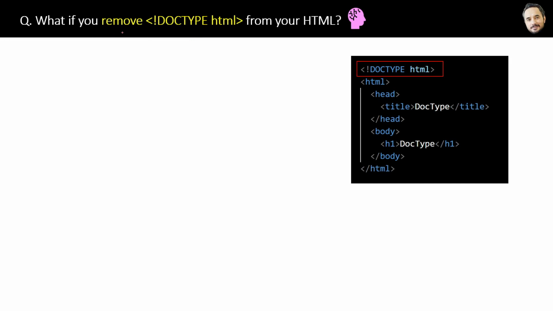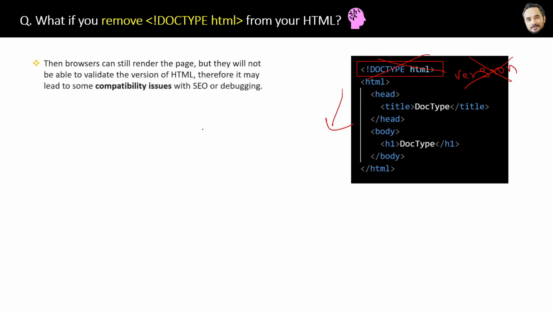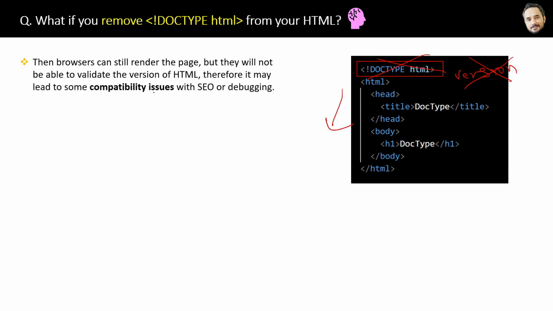Now here is a scenario based, very short question. What will happen if you remove doctype HTML from your HTML5? In that case, browsers like Chrome or Edge can still render the page, but they will not be able to validate the version of HTML. Therefore, it may lead to some compatibility issues with SEO or debugging at a later point of time. And the same answer I have also written down here so that it can be used for quick revision later.